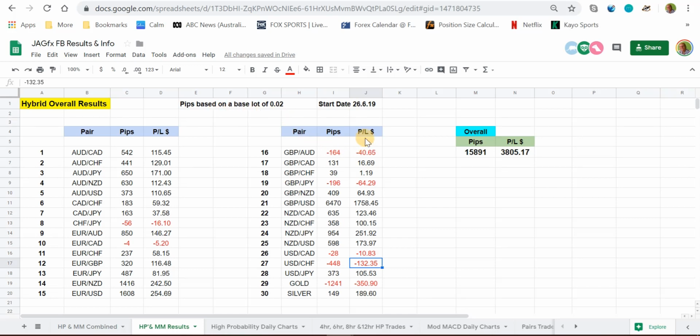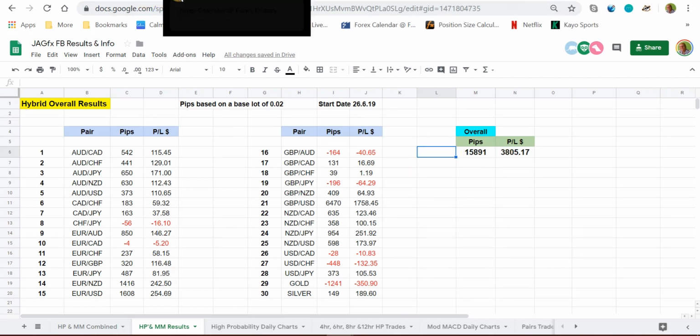The profit loss in dollars, you can see that there. It's all based on a base lot of 0.02. So very small trading size. 15,891 pips so far. These figures are hopefully accurate. I don't really check them. I just sort of do it every day. And that's $3,805.17 locked away. So that's the spreadsheet.